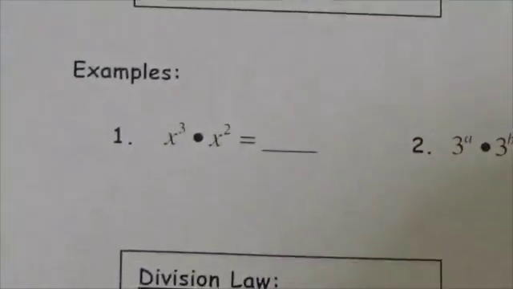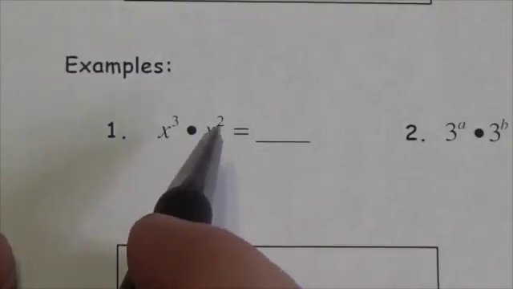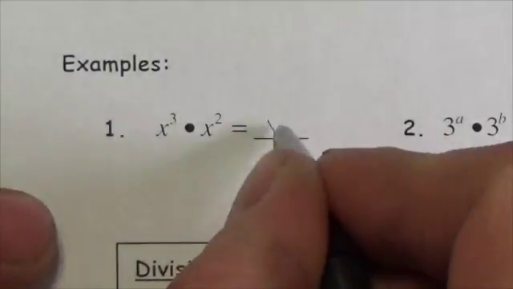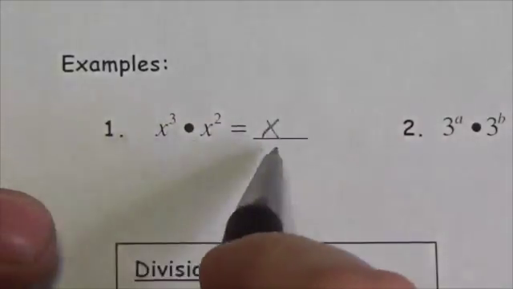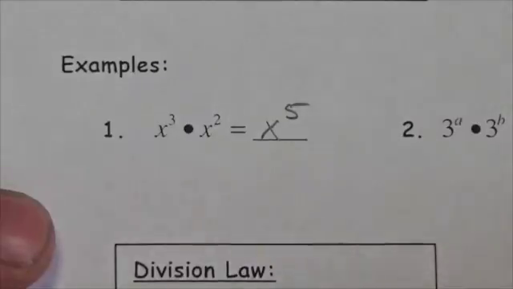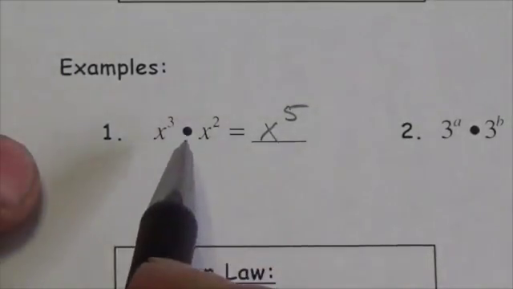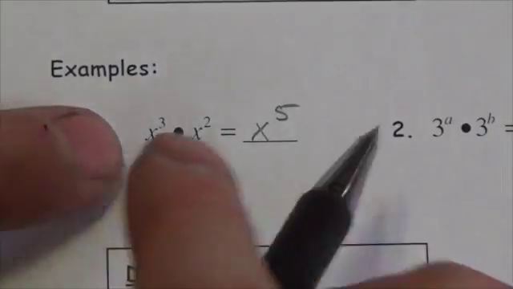We can also look at a few examples here. If I've got x cubed multiplied by x squared, then my result is going to be x to the power of, well, 3 plus 2 here, so x to the power of 5. It's actually quite simple and straightforward, but you've got to remember when you do this: I'm multiplying two powers and the bases are the same.